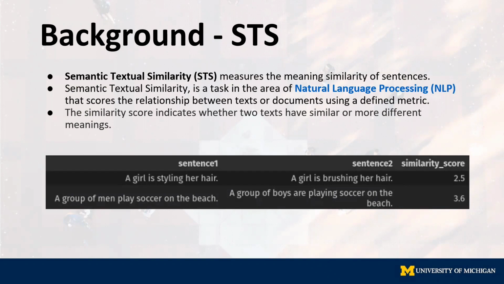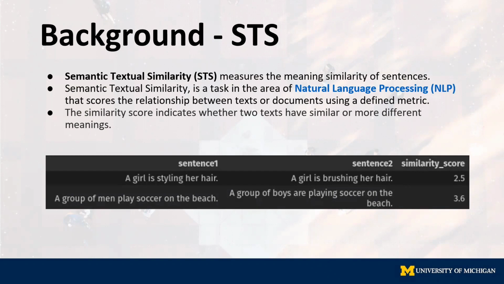STS attempts to compare two texts and decide whether they are similar in meaning, that is, it deals with determining how similar two pieces of text are. And the similarity score is given in the range of 0 to 5, 5 being completely equivalent and 0 being completely dissimilar.